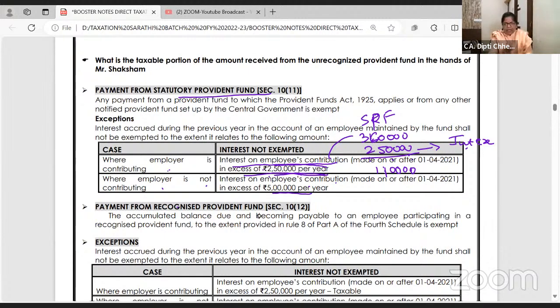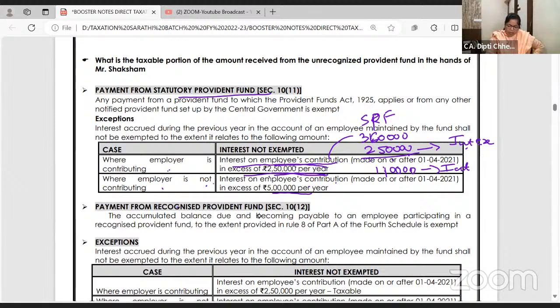Answer is yes. You will have 2 PF accounts. Whatever you are contributing above 2,50,000, whatever interest you receive on it, even if it is statutory provident fund, this interest is going to be taxable. Yes. Where? In income from other sources.